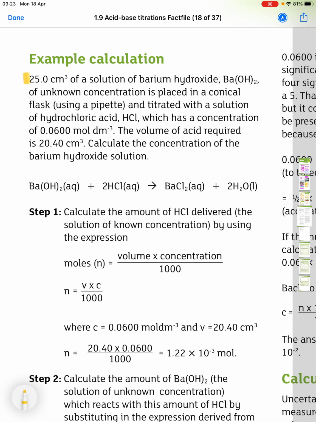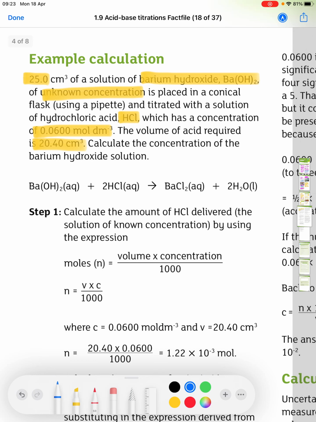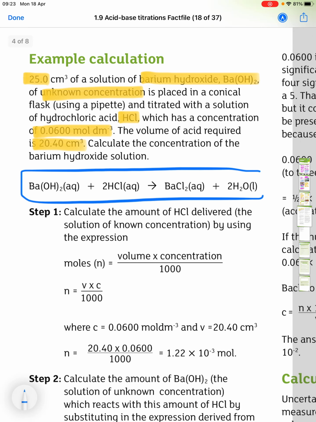So we go now to an example of a calculation. 25 cubic centimetres of a solution of barium hydroxide of unknown concentration is placed in a conical flask and titrated with a solution of hydrochloric acid, which has a concentration of 0.06 mol per dm cubed, and the volume of the acid required is 20.43 cubic centimetres. Calculate the concentration of the barium hydroxide solution.